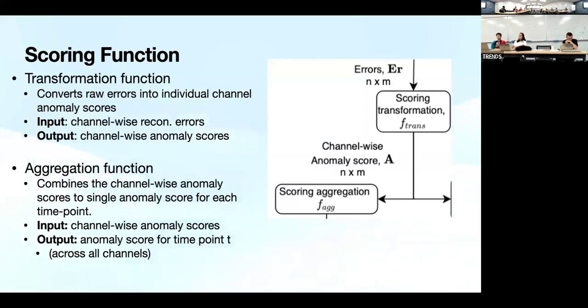So basically, they just convert these errors into scores. And I think the scores are representative of how likely it is that a certain time point is anomalous or not.